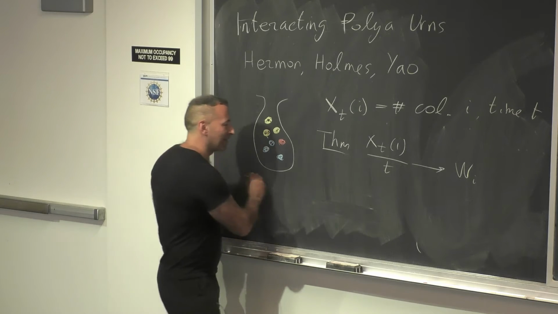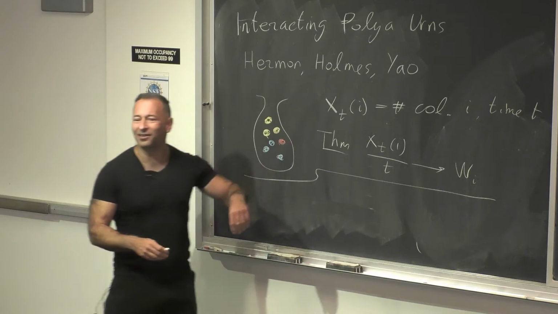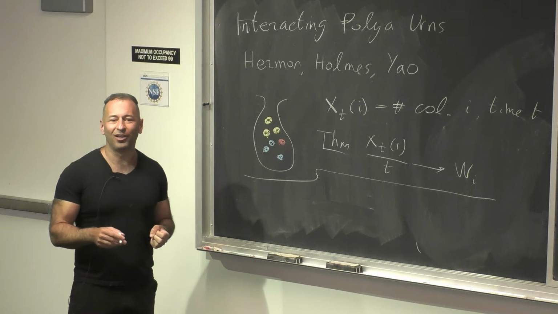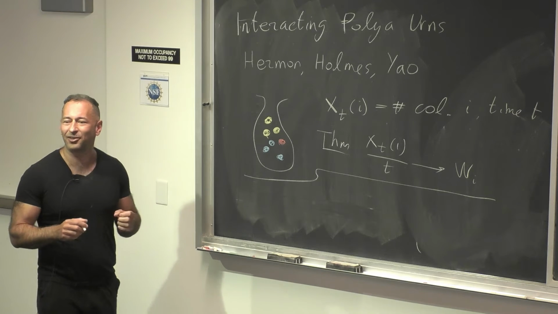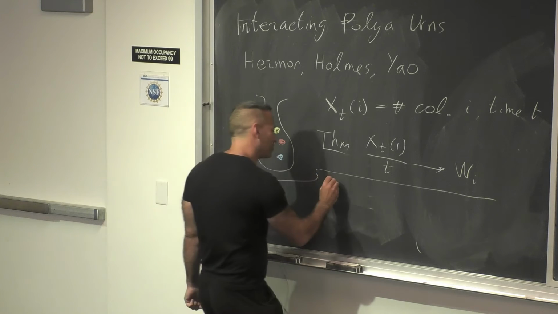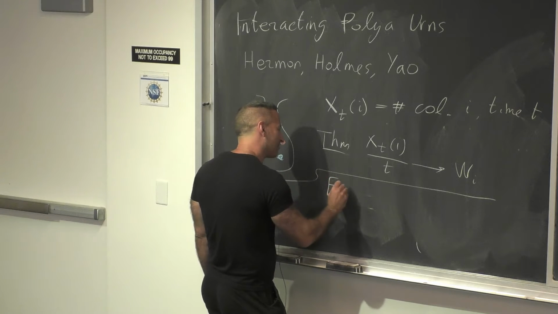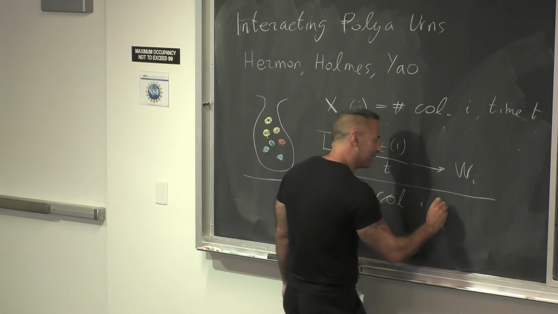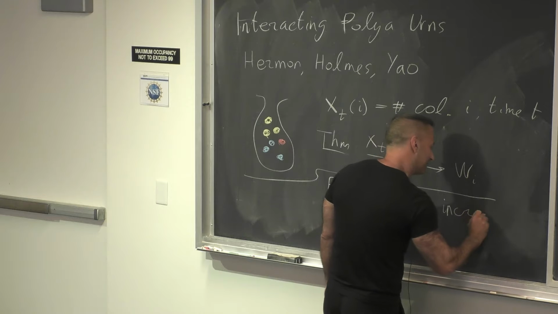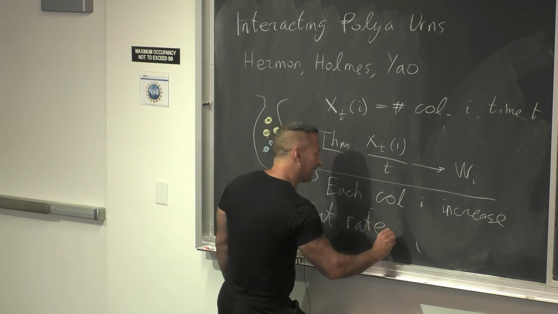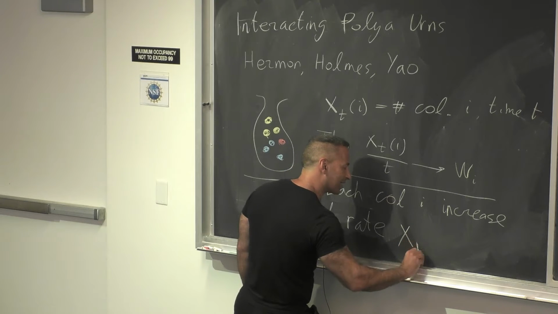One thing that I'll maybe mention is due to Rubin, which is the observation that you can separate the colors. Instead of picking in discrete time, you can just say that each ball is selected at rate 1 and splits into 2. So what does this mean? It means that each color i is increased at rate x_t(i).